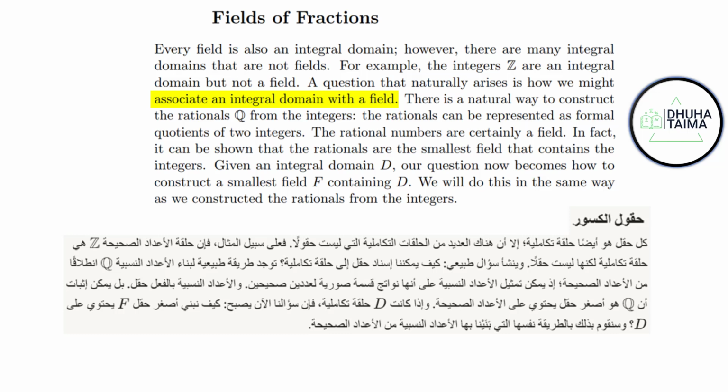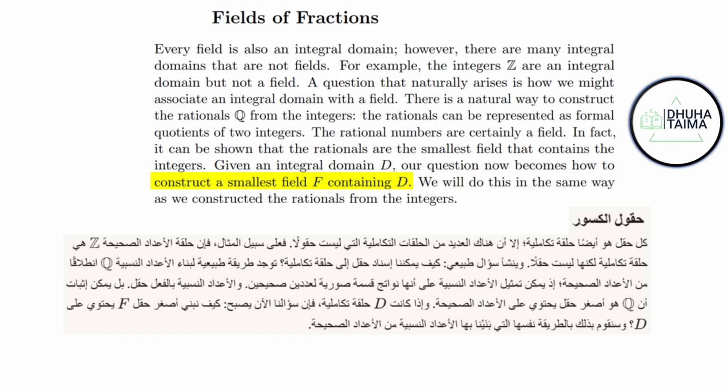There is a natural way to construct the rationals, Q, from the integers. The rationals can be represented as formal quotients of two integers. The rational numbers are certainly a field. In fact, it can be shown that the rationals are the smallest field that contains the integers. Given an integral domain D, our question now becomes how to construct a smallest field F containing D.